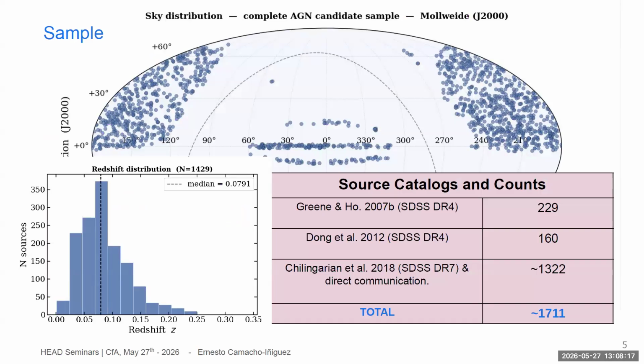Okay, so my sample comes from these main three works. So I have around 1,700 objects. They're located in the northern sky. These works use SDSS spectra to determine the black hole mass with the width of the H alpha line. Here is the redshift distribution in the lower left panel with a median of 0.07, so it's a pretty local sample. And I said partial result because so far I've analyzed 1,400 of these 1,700 objects.